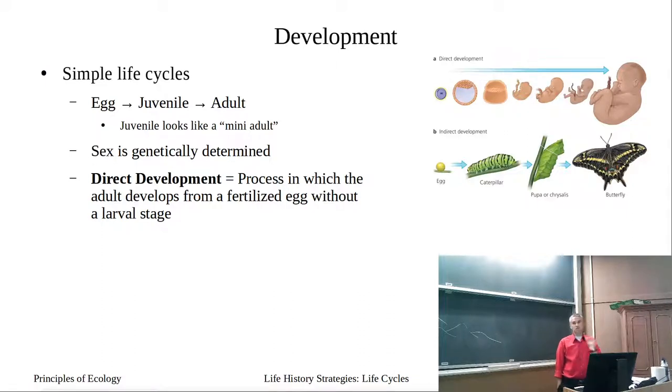All right, so egg to juvenile to adult, and the juvenile basically looks the same as the adult. A simple life cycle is an example of direct development. So direct development basically says just that. We develop to the adult stage from a fertilized egg without a larval stage. As you'll see, the larval stage is a stage that's very different from our adult. It looks different. It functions differently. So humans are a good example of direct development.